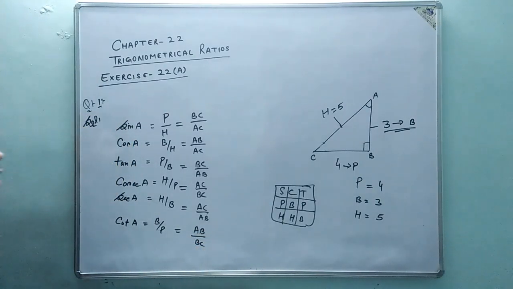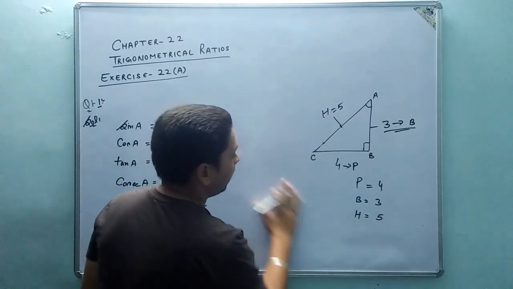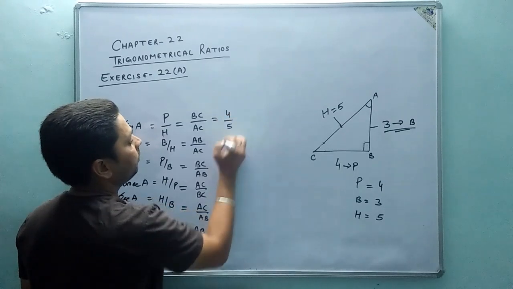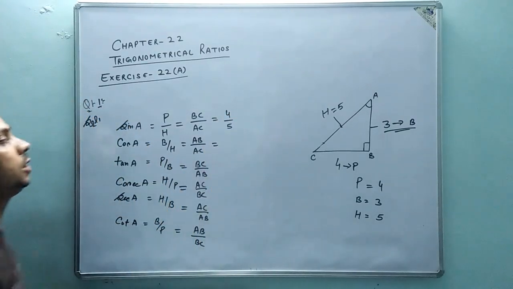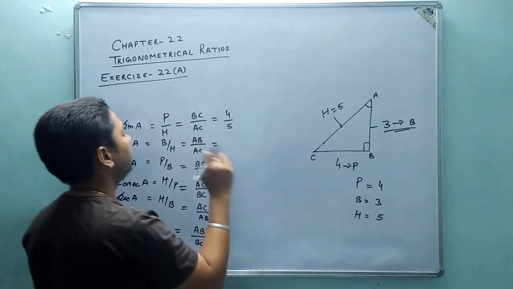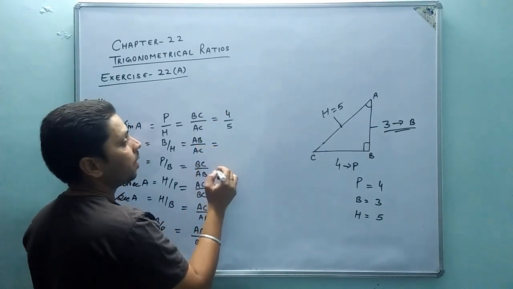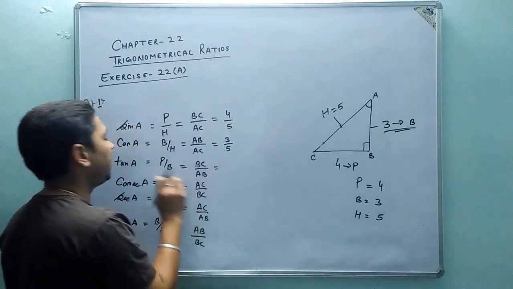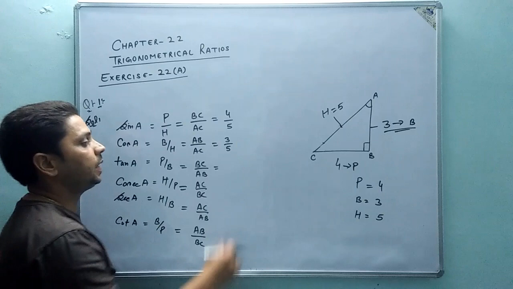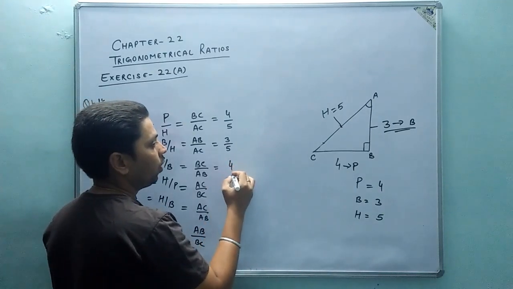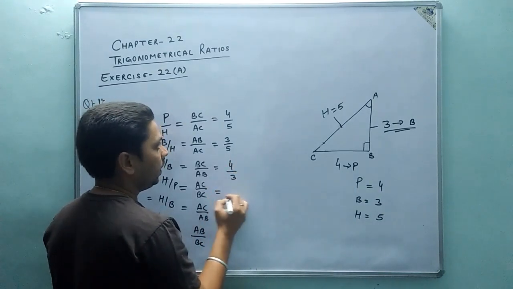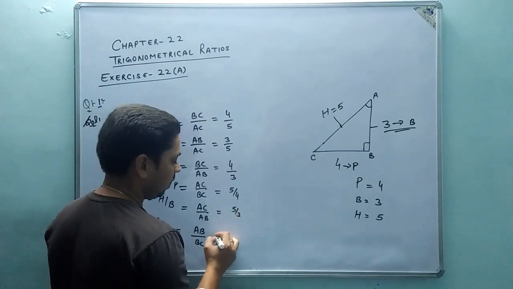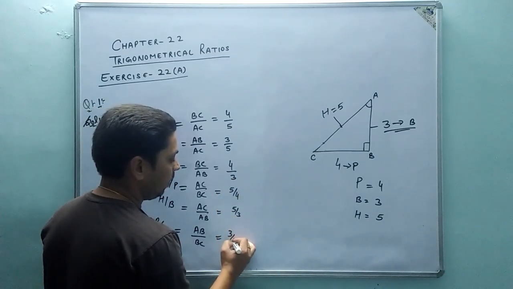Now substitute all the values here. What is BC? BC is 4 over 5. So the first trigonometrical ratio, sin A is equal to 4 upon 5. Then we have AB upon AC, which is equal to 3 upon 5. Then we have perpendicular upon base, which is equal to 4 over 3. This will be equal to 5 upon 4. This will be equal to 5 over 3. And here we have 3 by 4.